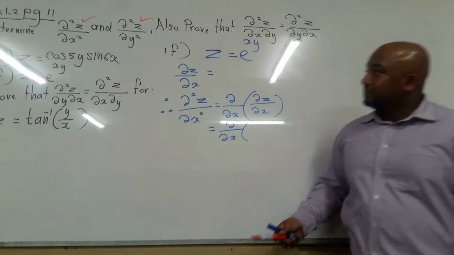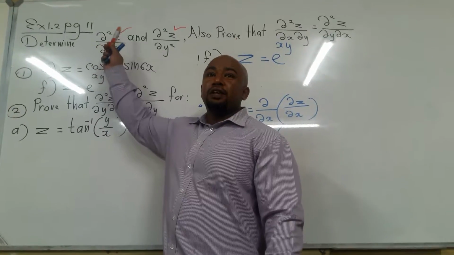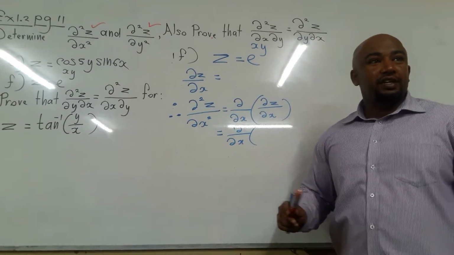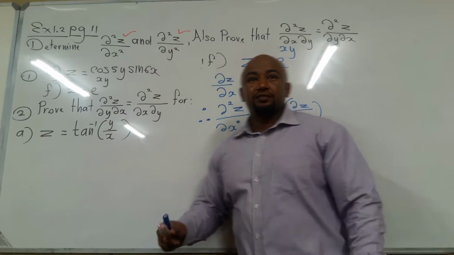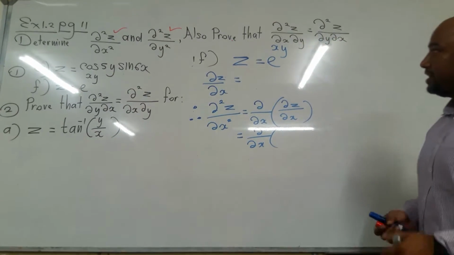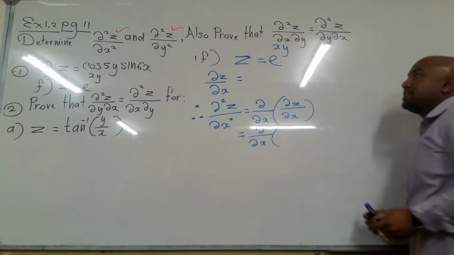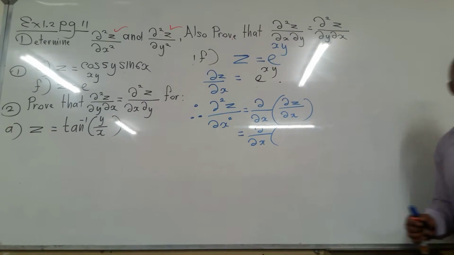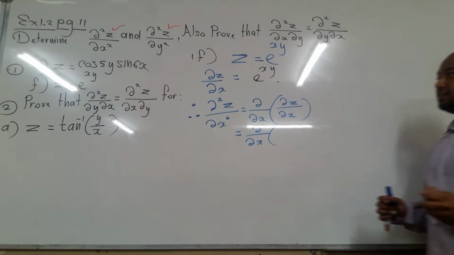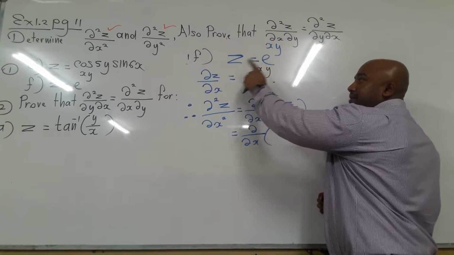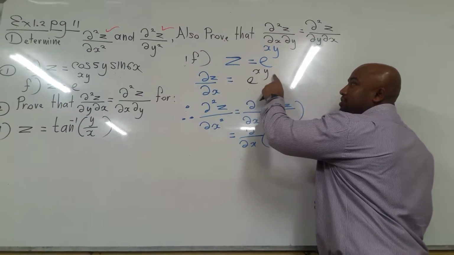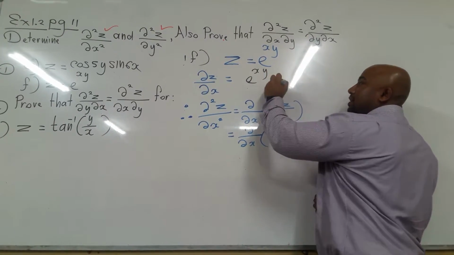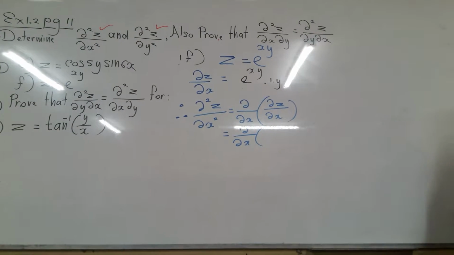So let's find d squared z over dx squared first. Obviously we need to find dz over dx before finding the second derivative. So the first derivative dz over dx: how do we differentiate e to the power xy? It will be e to the power xy times the derivative of xy, with respect to x, so you treat y as a constant. So the derivative of x here will just be 1 times y. Follow? Y is a constant.